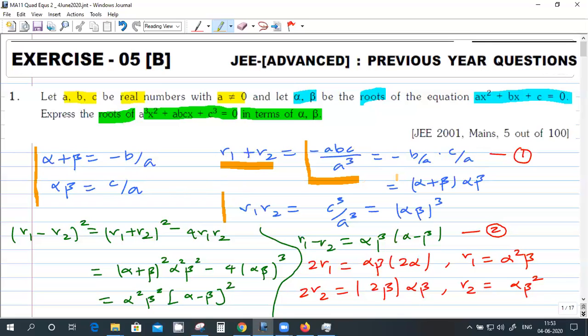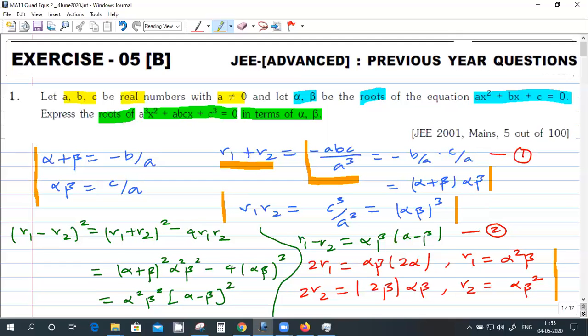Okay, sir, I'll try now. Sir, alpha square beta plus alpha beta square. Yeah, is this equal to the two roots, right? Alpha square beta and alpha beta square. R1 and R2, you got this one or something different? Yes, sir, I got this one.